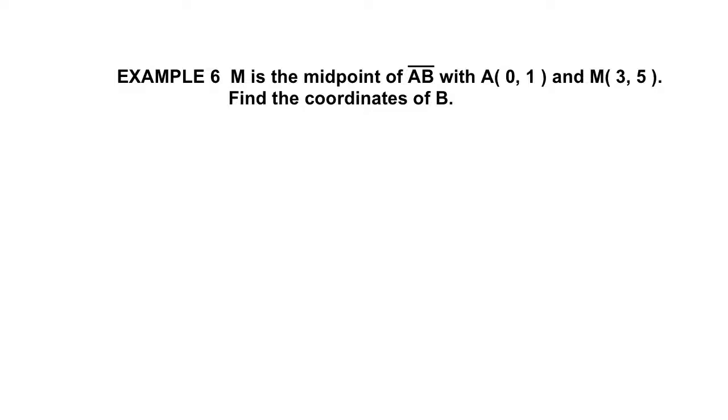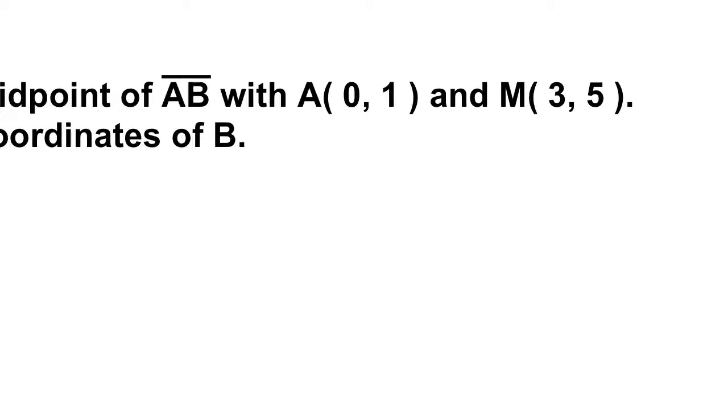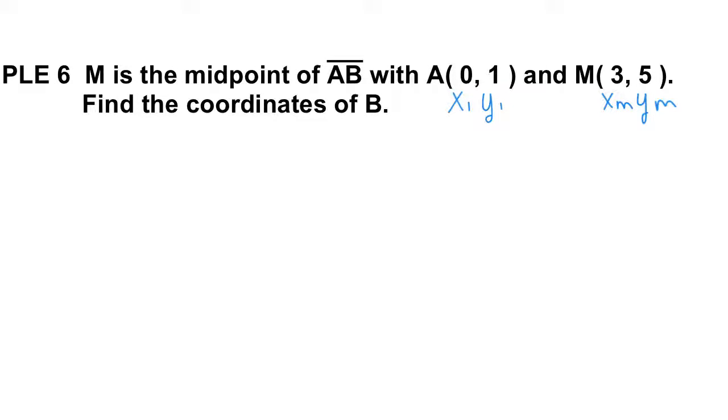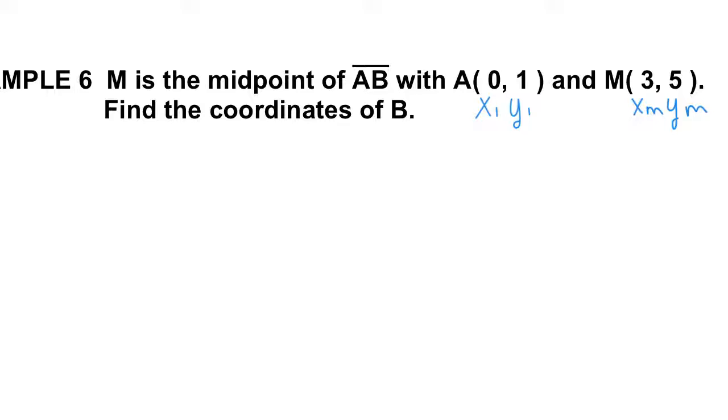It says M is the midpoint of AB, with A being 0, 1. So there's an x1, y1 because it's an endpoint. But M is the midpoint, so I'm going to call it xm, ym. They basically want us to find x2, y2, okay? So we're going to start with the x's, but this time instead of xm equals, I know what xm is. It's 3. One of our x's is 0, but I don't know the other one. But I know whatever that will be, I'll divide it by 2. So there's the initial setup. Just fill in the blanks with your formula.